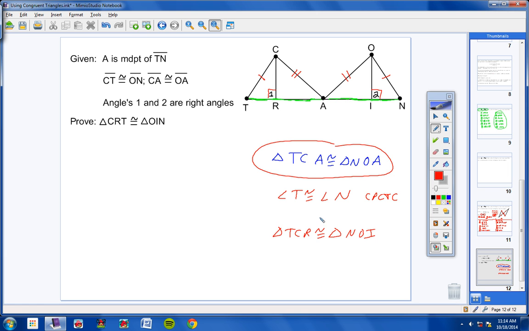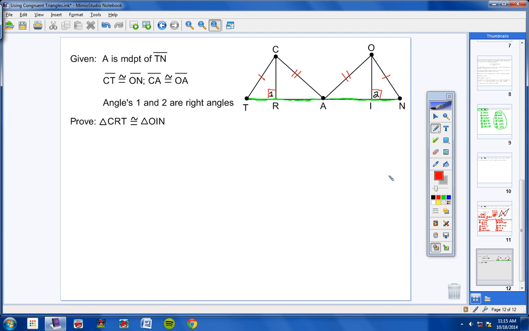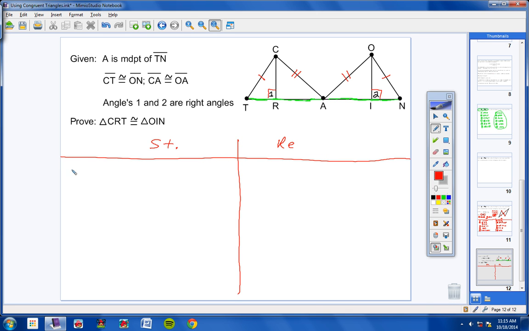So let's go through this really slow. If you're a little confused, just watch how I do this and see if this makes sense, okay? So here we go. All right, got my statements, got my reasons, and here we go. First of all, you list out your given. That's the first thing that you do, is list out your given.